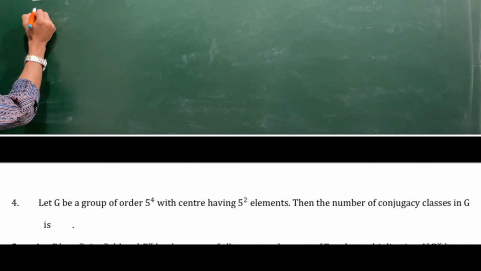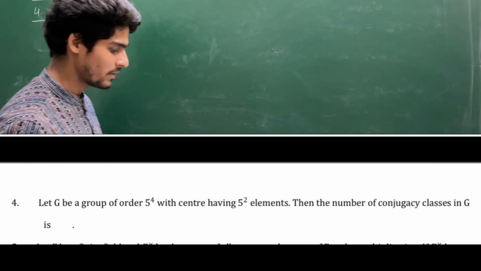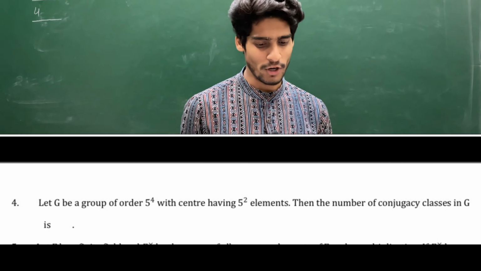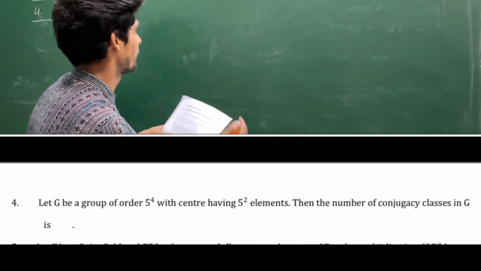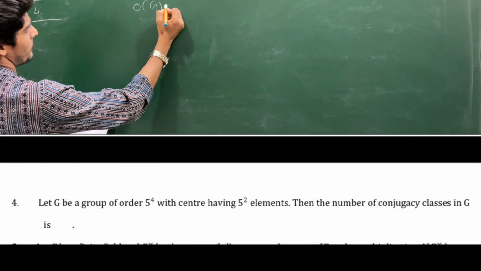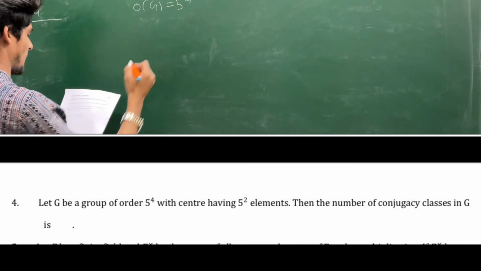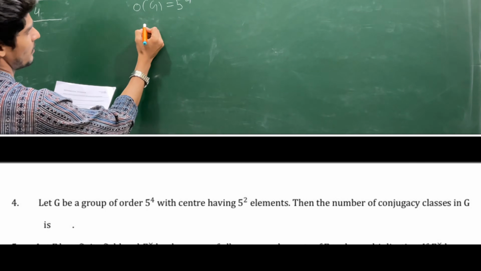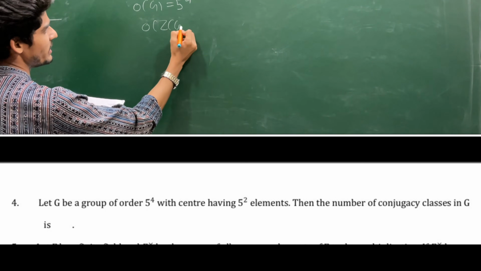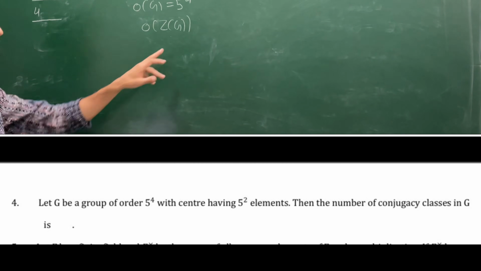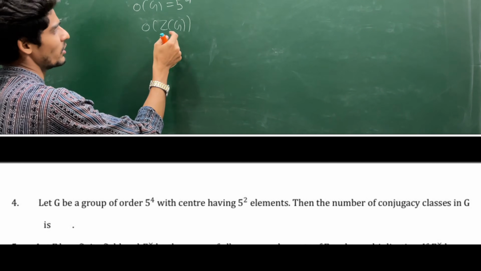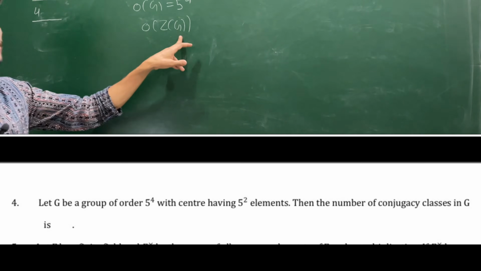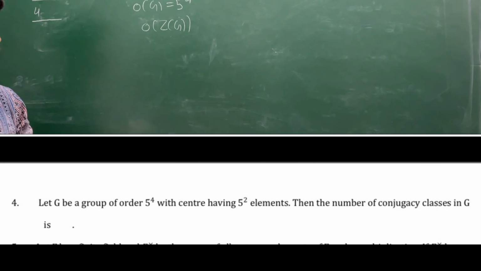Let's come to the question number 4. This is from group theory. Let G be a group of order 5 power 4 with center having order of Z of G. The ZG symbol I am using for the center element, the set of all those elements which commute with every element of G.